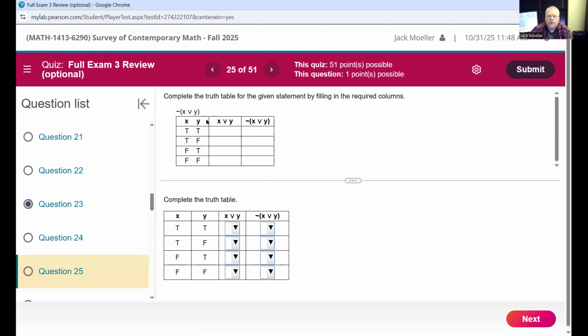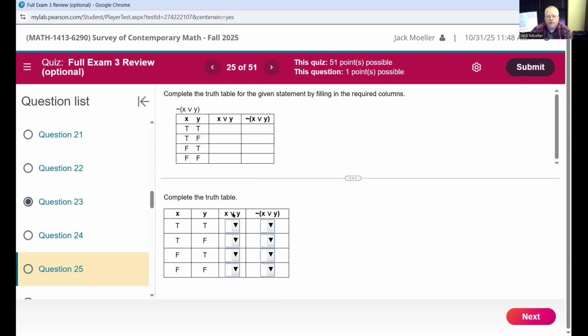Same thing here. All right. So notice again, since they've got the columns set up for you, that kind of shows you the order. So you've got to do the or first. And so when is or true? Or is true when at least one is true. So the top row, the second row, and the third row all have at least one true for an or. And then that last one's false because neither of them is true.